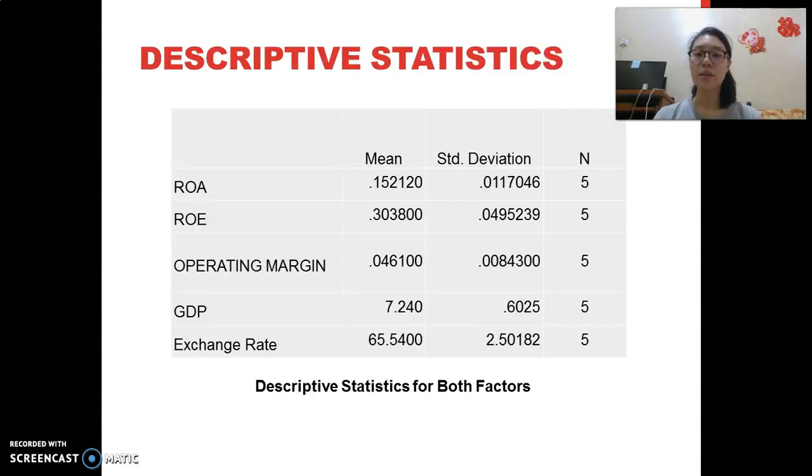The descriptive statistics table covers both internal and external factors. The mean of ROA is 15.2%, which means the company can make a profit from assets over the 5 years, and the standard deviation is 1.17%.